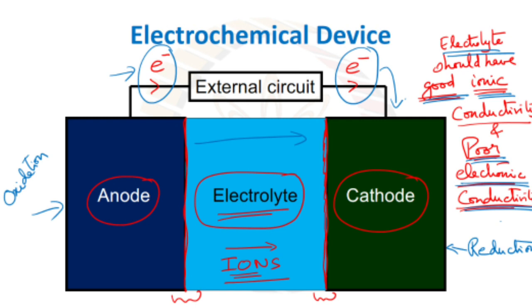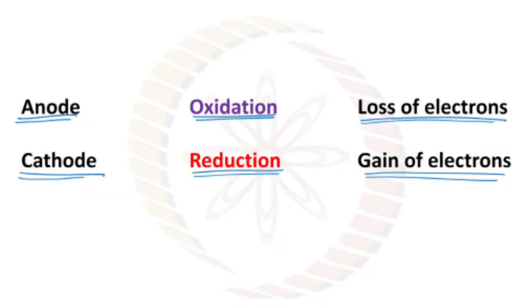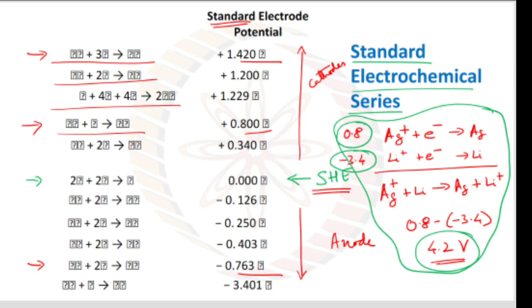The electrolyte should have good ionic conductivity and poor electronic conductivity. This thing is often asked in the examination. You have to remember that at the anode oxidation takes place and at the cathode reduction takes place. Anode oxidation is loss of electrons, and cathode reduction is gain of electrons. There is a standard electrode potential. For the standard hydrogen electrode, the value is 0.00. This question is often asked.